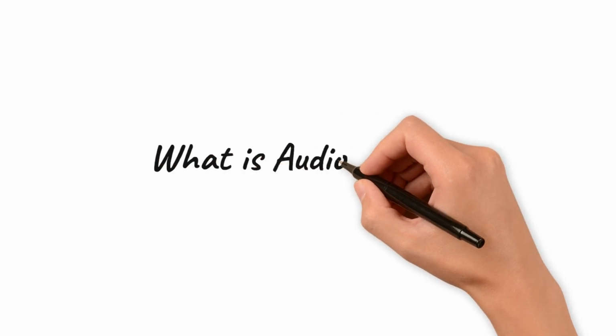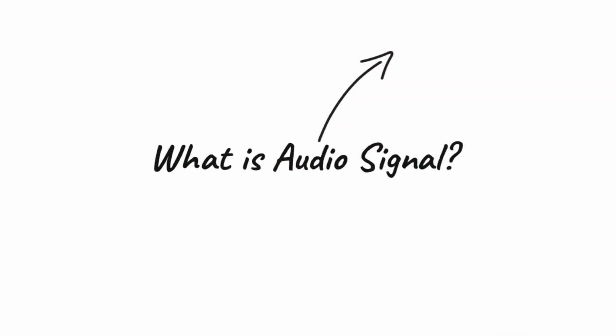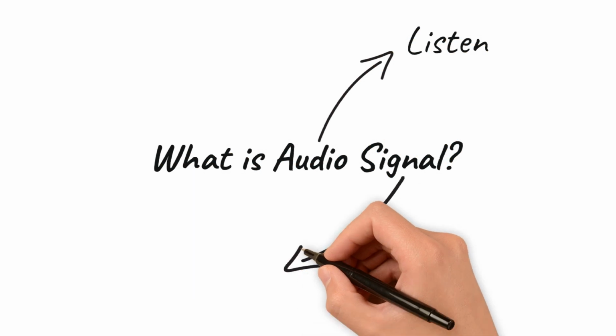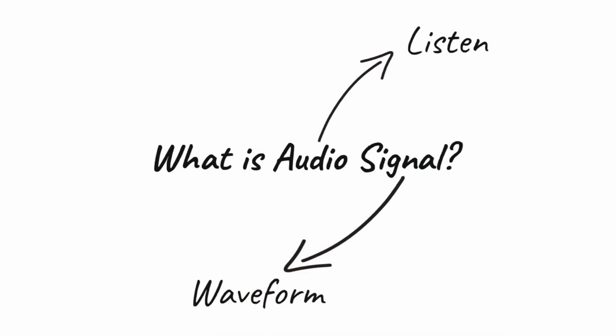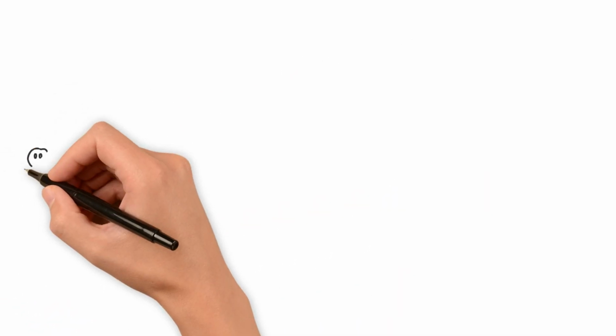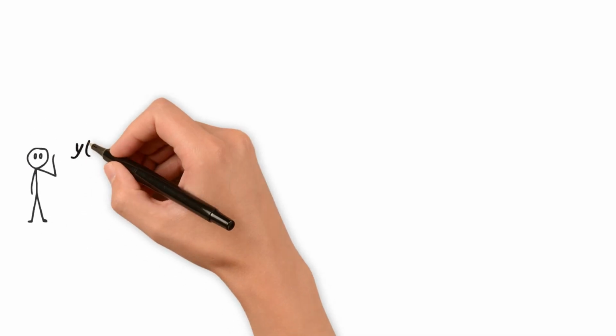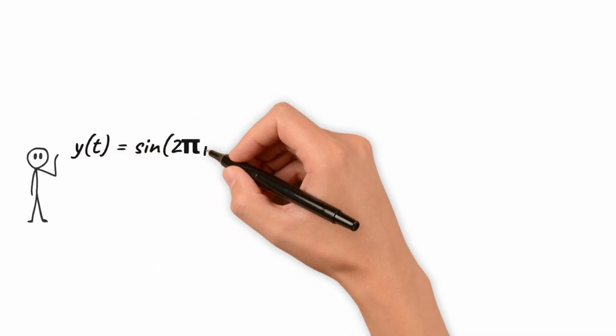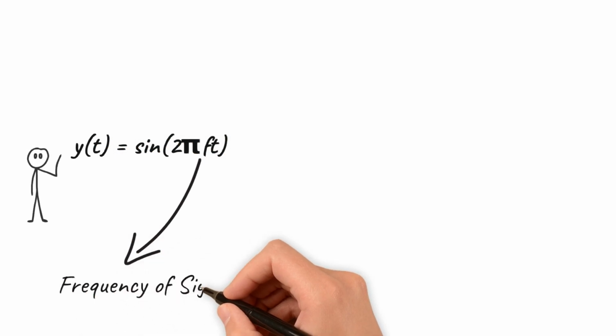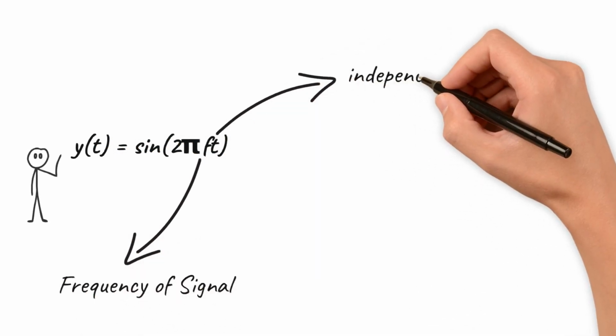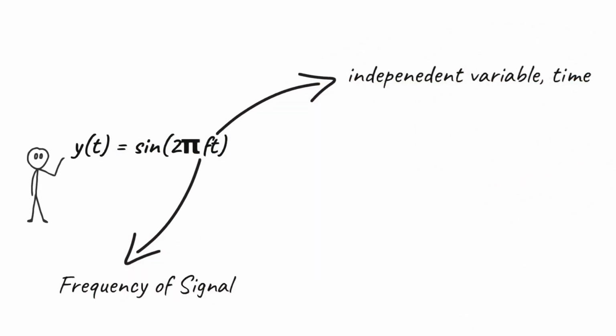So, what is an audio signal? Audio means something that you can listen to, and a signal can be taken as a waveform or pattern with variations. Let's say I have a signal y(t) = sin(2πft), where f is the frequency of the signal. t is an independent variable that represents time, so this is a single-dimension signal as it involves only one independent variable.